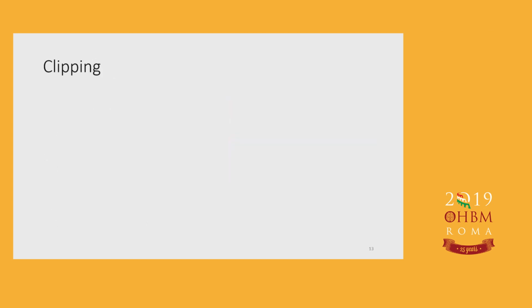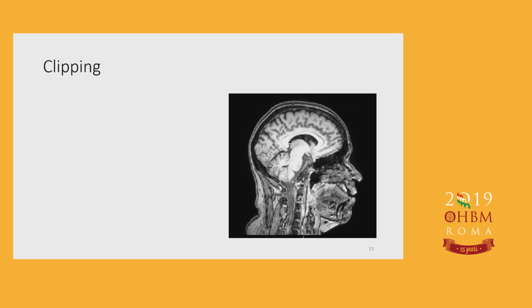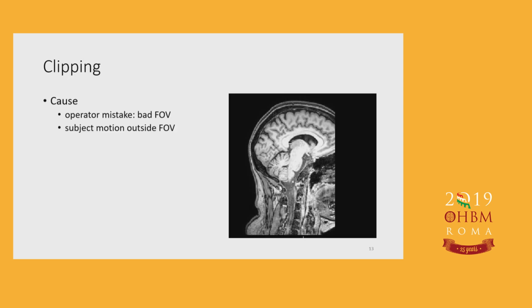The second artifact is something called clipping, where for example this is a good T1 image, and a clipping artifact would look something like this, fairly easy. Typical causes are operator mistake, bad field of view, or subject motion once the session is set up. Again, you can easily detect it by visual review of the data. What you want to look for is the brain appearing unnaturally flat. So this is clear, right?